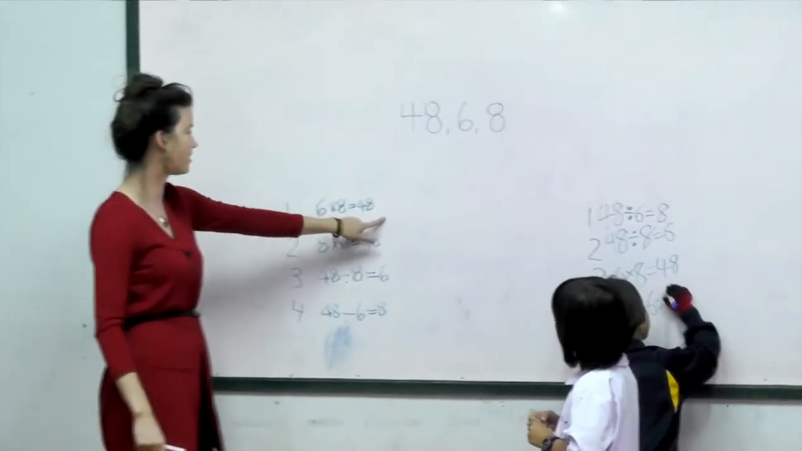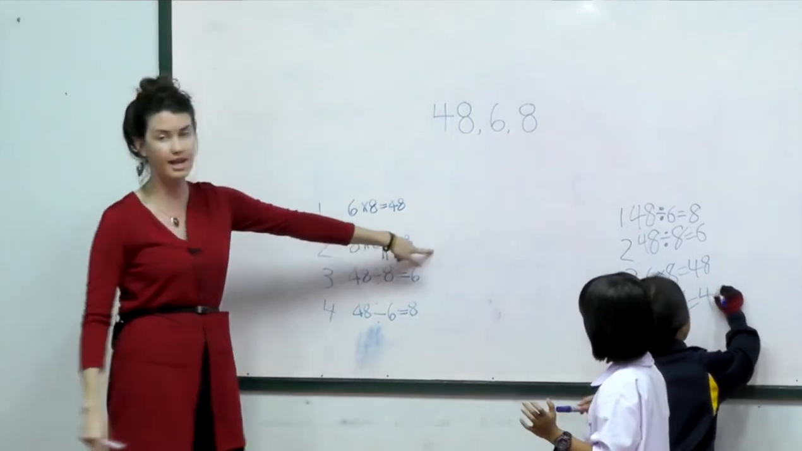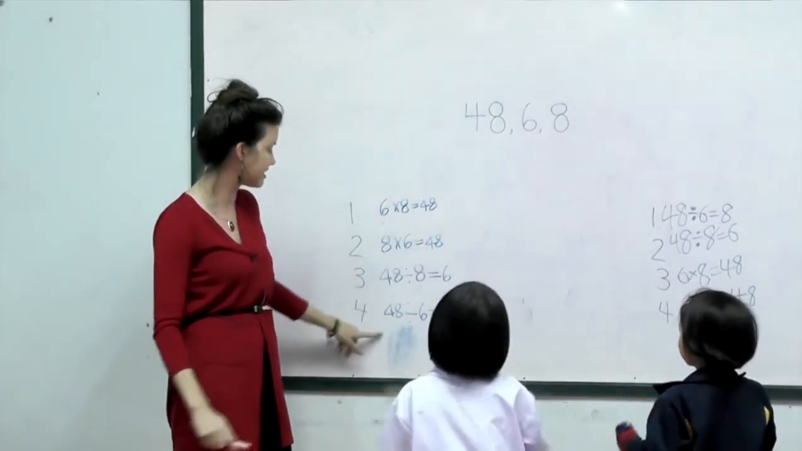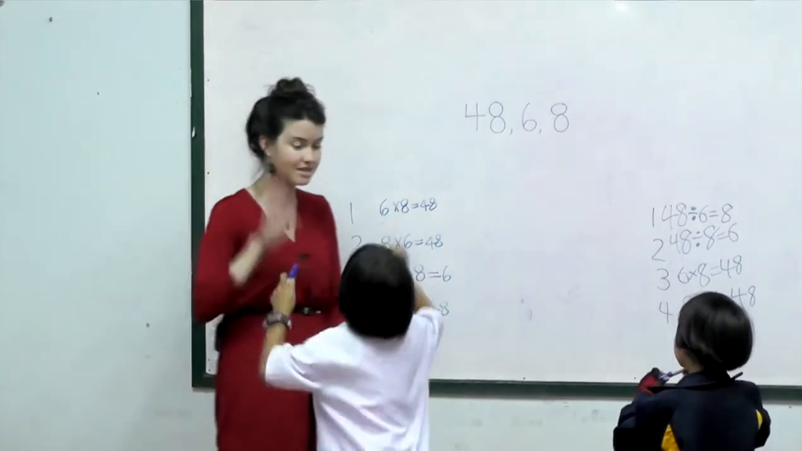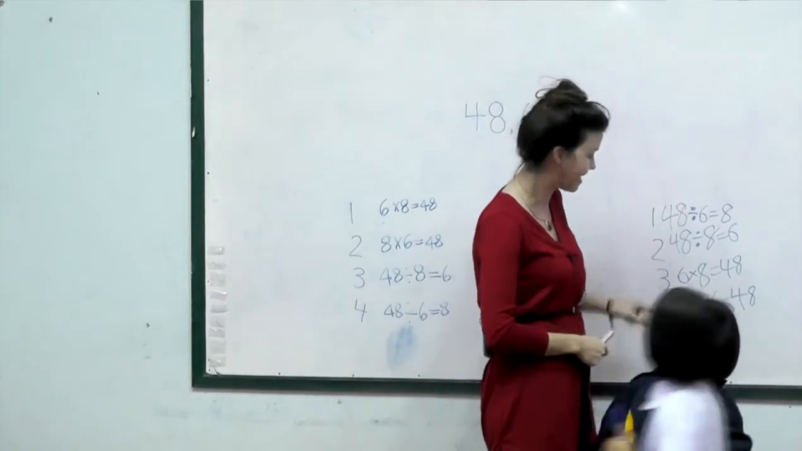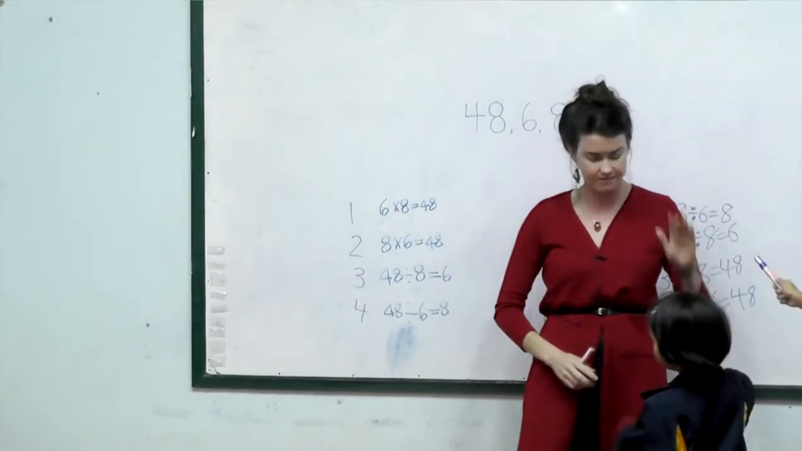6 times 8 is 48. 8 times 6 is 48. That's good for our times. 48 divided by 8 is 6. 48 divided by 6 is 8. All right. Good job, friend. Great job. You got them all right. Wonderful job. Up top. Very nice.